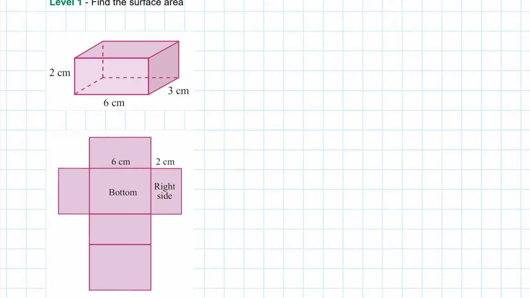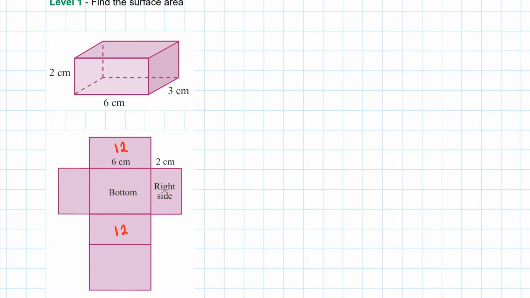So let's think about this front face here. It's a rectangle, correct? It's got a base of 6 and a height of 2, which means the area of this would be 6 times 2, which is 12. I'm just going to write a 12 there. Like I said, that's the front face. It's going to be the same as the back face, so I'm going to write a 12 on this one as well. These are areas, 12 and 12.